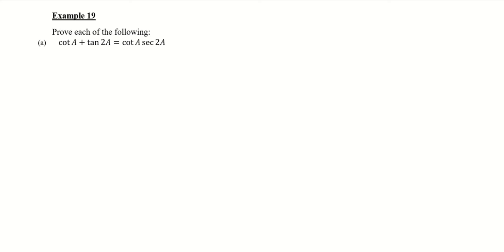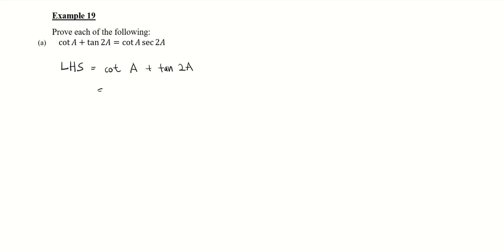So tak kisahlah nak start kiri boleh, nak start kanan pun boleh. Tapi biasanya soalan memang dia dah design untuk kita start daripada sebelah kiri, from the left hand side. So from the left hand side we have cotangent A plus tangent 2A. For this question, kalau tengok sebelah kanan tu dia jadi hasil darab, so that means we need to combine these two terms.